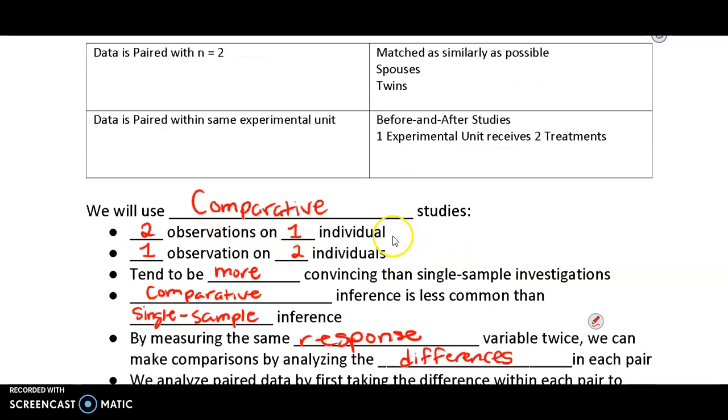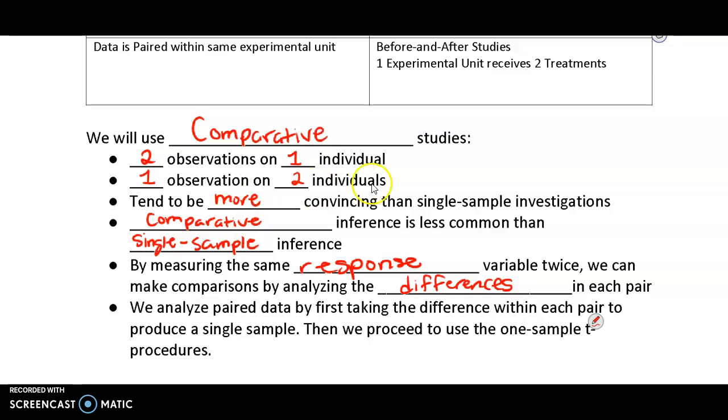Now, matched pairs is a type of comparative study, and this is because we are either doing 2 observations on one individual or 1 observation on 2 individuals. So maybe you have 2 individuals and they get 2 separate treatments, but the idea here is that we are still comparing. So maybe in a set of twins, we look at giving one genetically modified corn and one the regular corn. Or we look at 2 students with similar academic levels and one of them stands and the other sits.